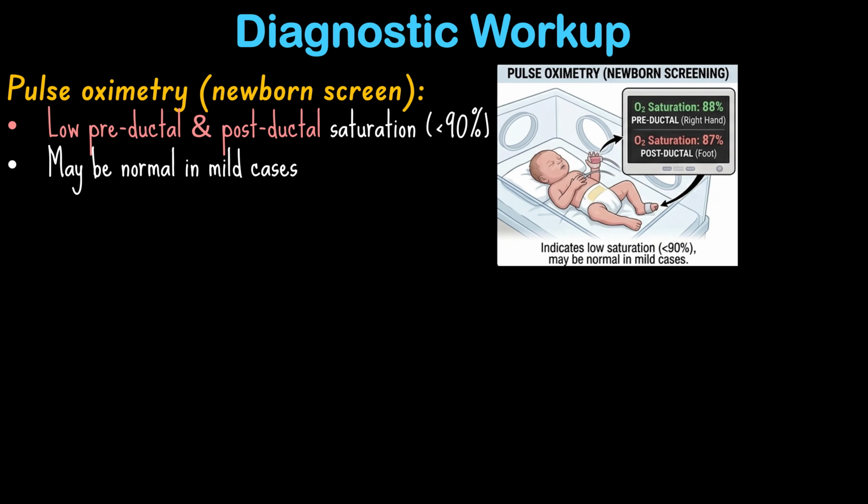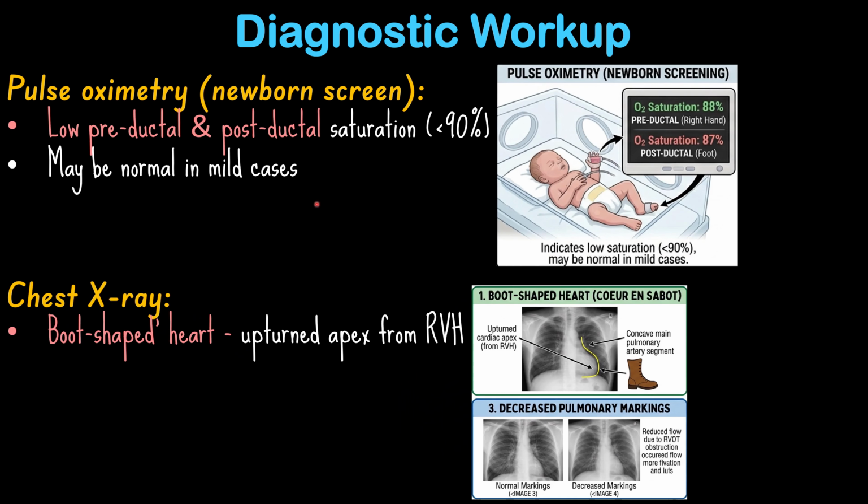For the diagnostic workup, pulse oximetry is used for newborn screening. You will see low pre-ductal and post-ductal saturations, often below 90%. However, mild cases may have normal saturations. A chest X-ray shows the characteristic boot-shaped heart.